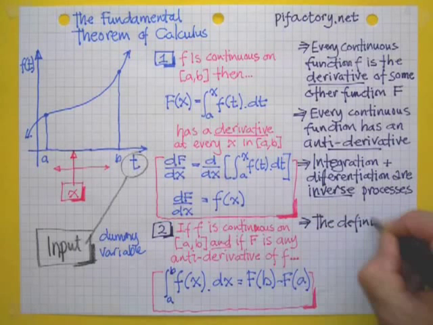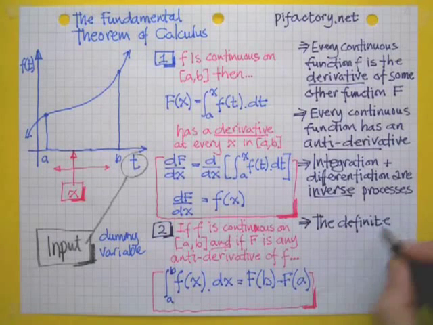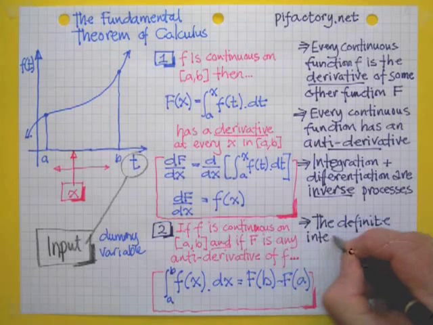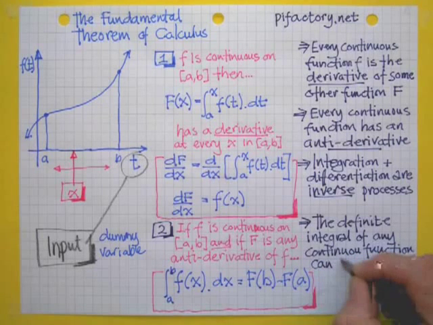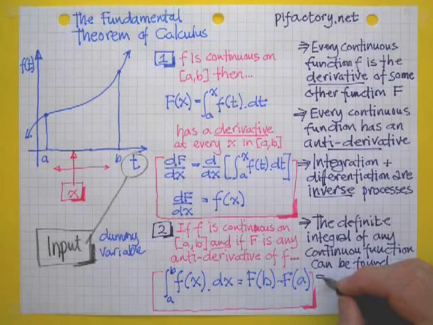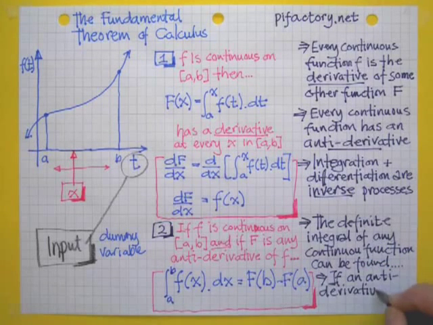And the second fundamental theorem of calculus tells us that the definite integral of any continuous function can be found, which is good news, providing an antiderivative of f can be found. The fundamental theorem of calculus guarantees that the antiderivative exists, but unfortunately it doesn't always guarantee that we can find it.